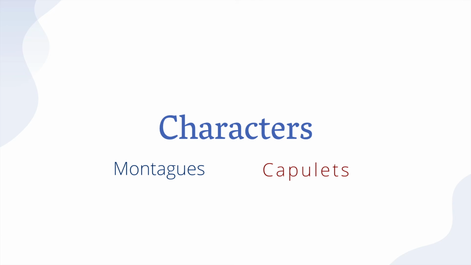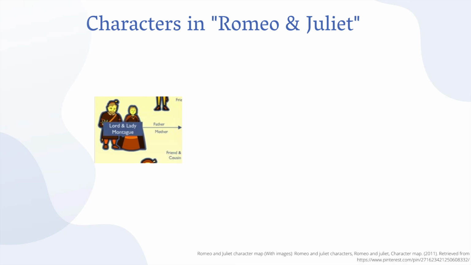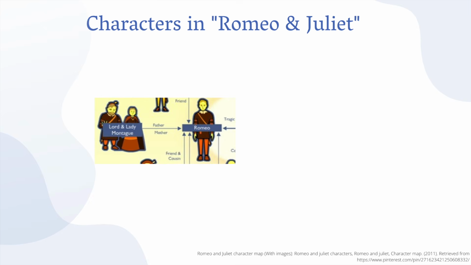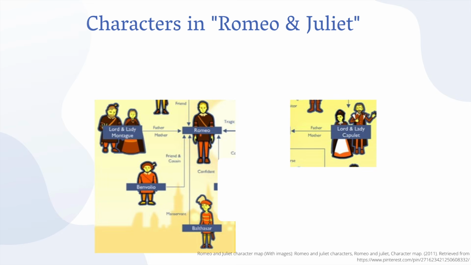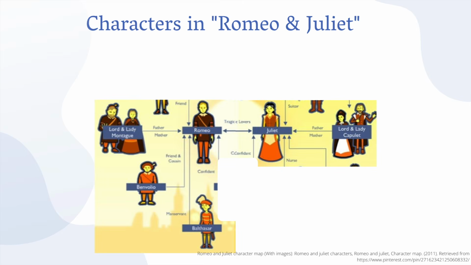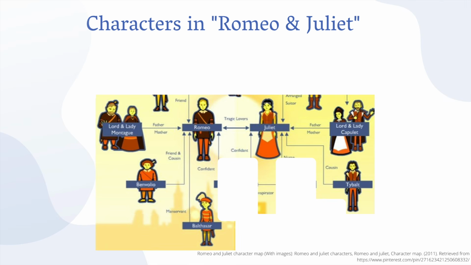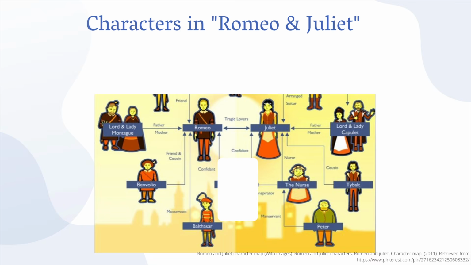In the Montagues, we have Lord and Lady Montague, Romeo, son of Montague, Benvolio, nephew of Montague and friend of Romeo, Balthasar, servant to Romeo, and Abram, servant to Montague. For the Capulets, we have Lord and Lady Capulet, Juliet, daughter to Capulet, Tybalt, nephew of Lady Capulet, nurse to Juliet, Peter, servant to Juliet's nurse, Samson, servant to Capulet, Gregory, servant to Capulet, and an old man of the Capulet family.